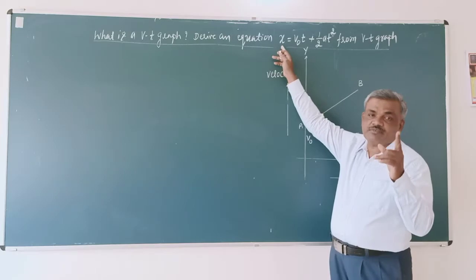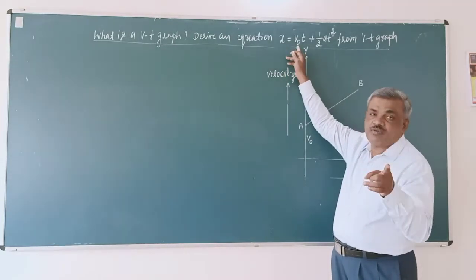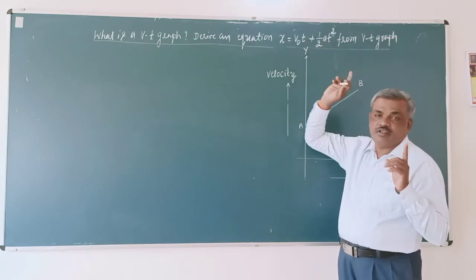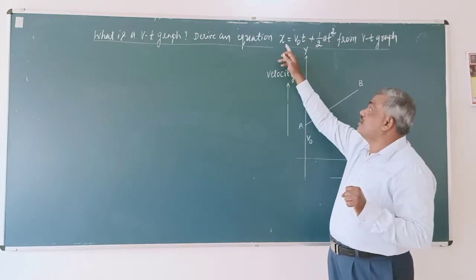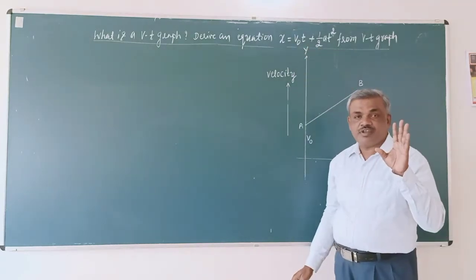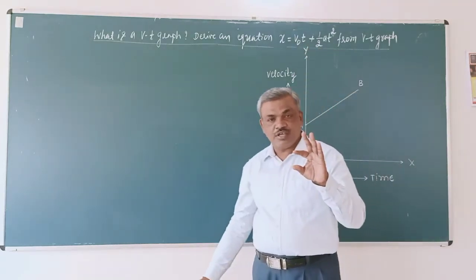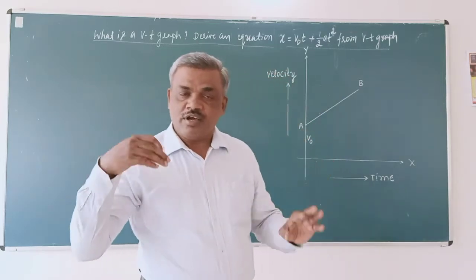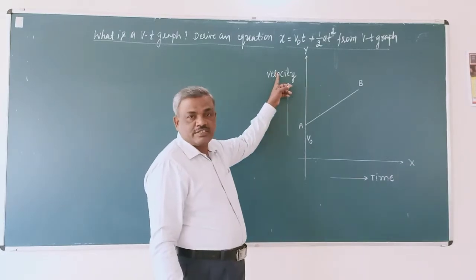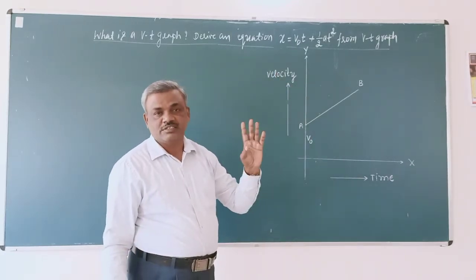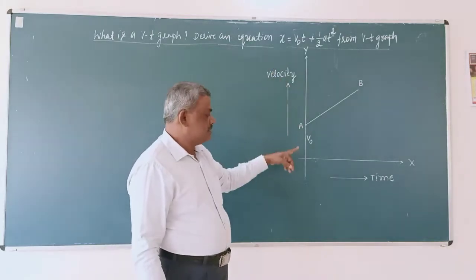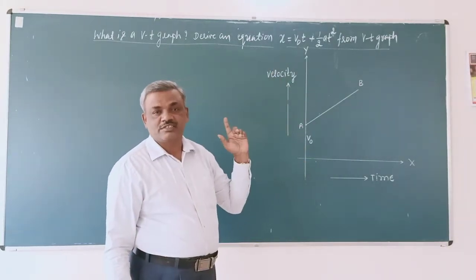x is the displacement, v naught is the initial velocity, t is the time, a is the acceleration. Now prove this formula x equals v naught t plus half a t square from the velocity-time graph. You already know the VT graph: the graph obtained by plotting velocity along the y-axis and time along the x-axis.